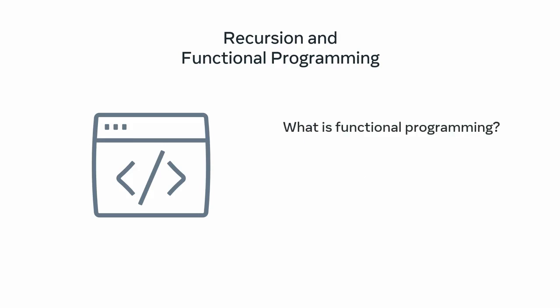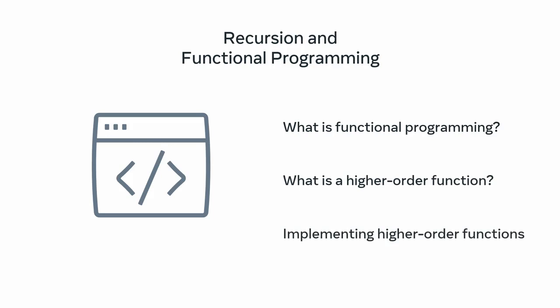You then came to know about functional programming, which is being able to pass functions to another function as arguments, as well as return them and set them as variables. You learned that a higher order function can either take a function as an argument or return a function as a result. You then found out how to implement higher order functions and why they are useful.